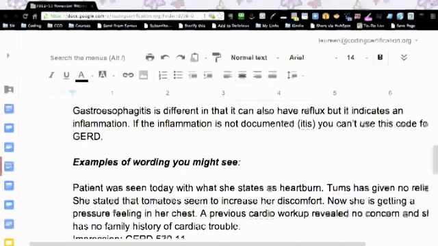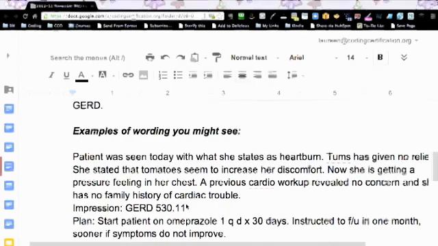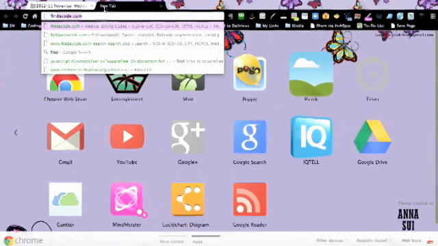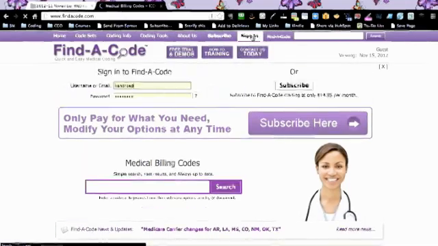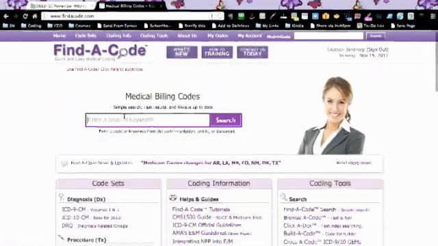So to be able to use the 530.11, you have to have inflammation documented. If he says esophagitis or gives other indication that there is an inflammation, you can use the 530.11. Actually, what triggered it for me was when I used Find a Code and typed in 530.11, and the additional note popped up and stated that inflammation has to be documented. So here's an example. This is almost exactly like what I remember the report to show.